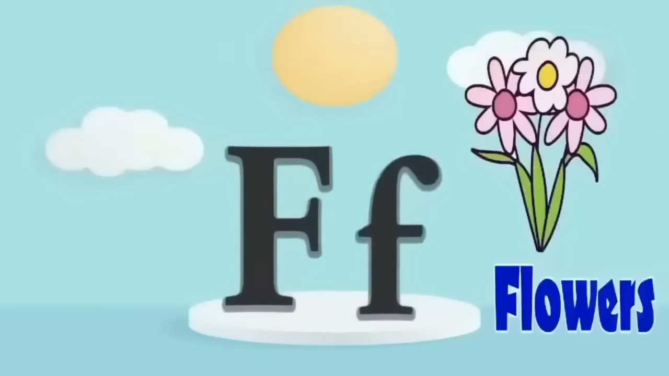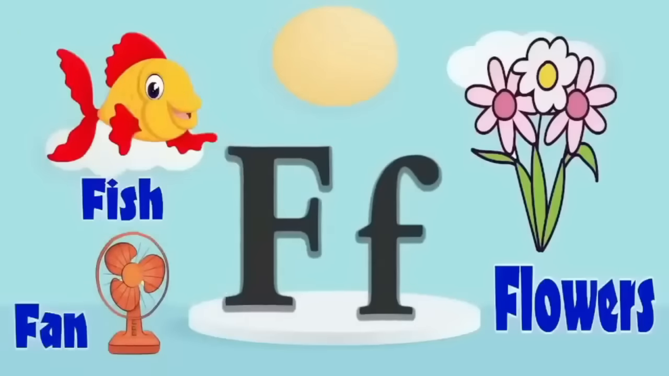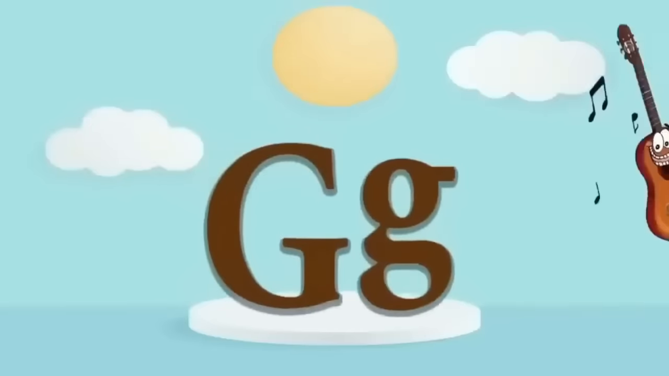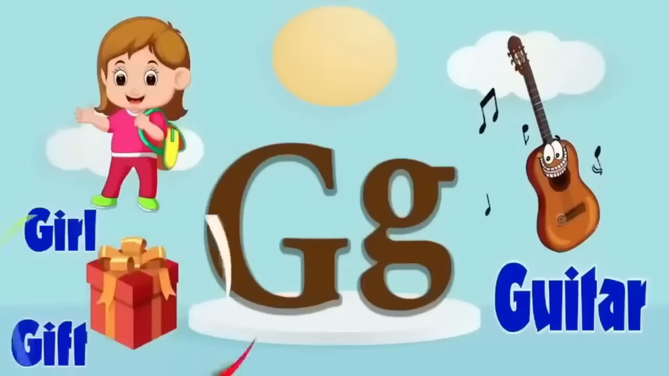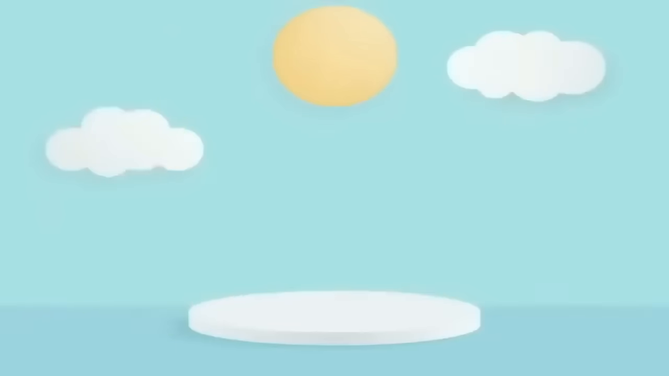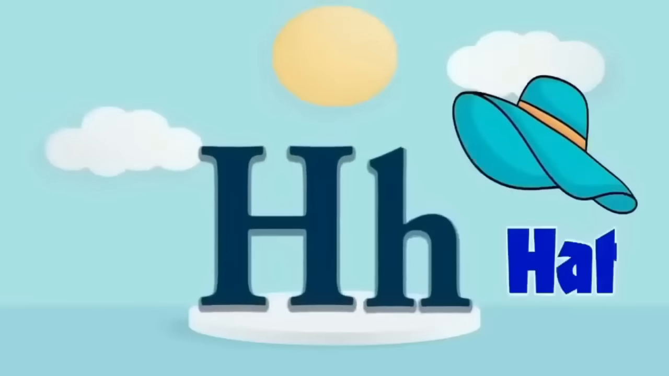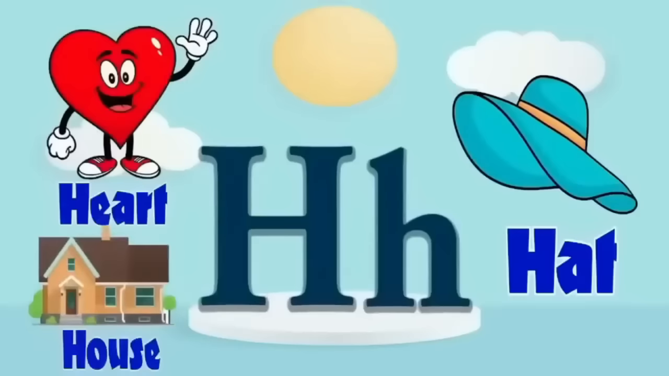F for flowers. F for fish. F for fan. F for flowers, fish and fan. G for guitar. G for girl. G for gift. G for guitar, girl and gift. H for hat. H for heart. H for house. H for hat, heart and house.